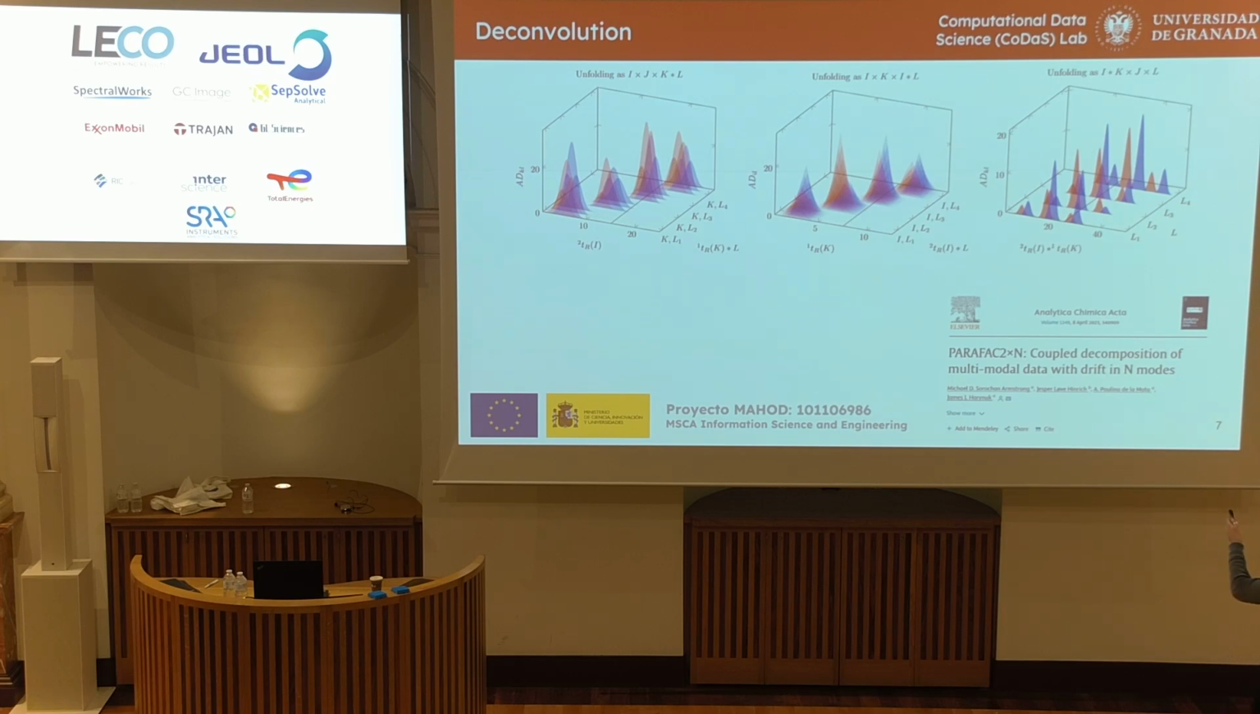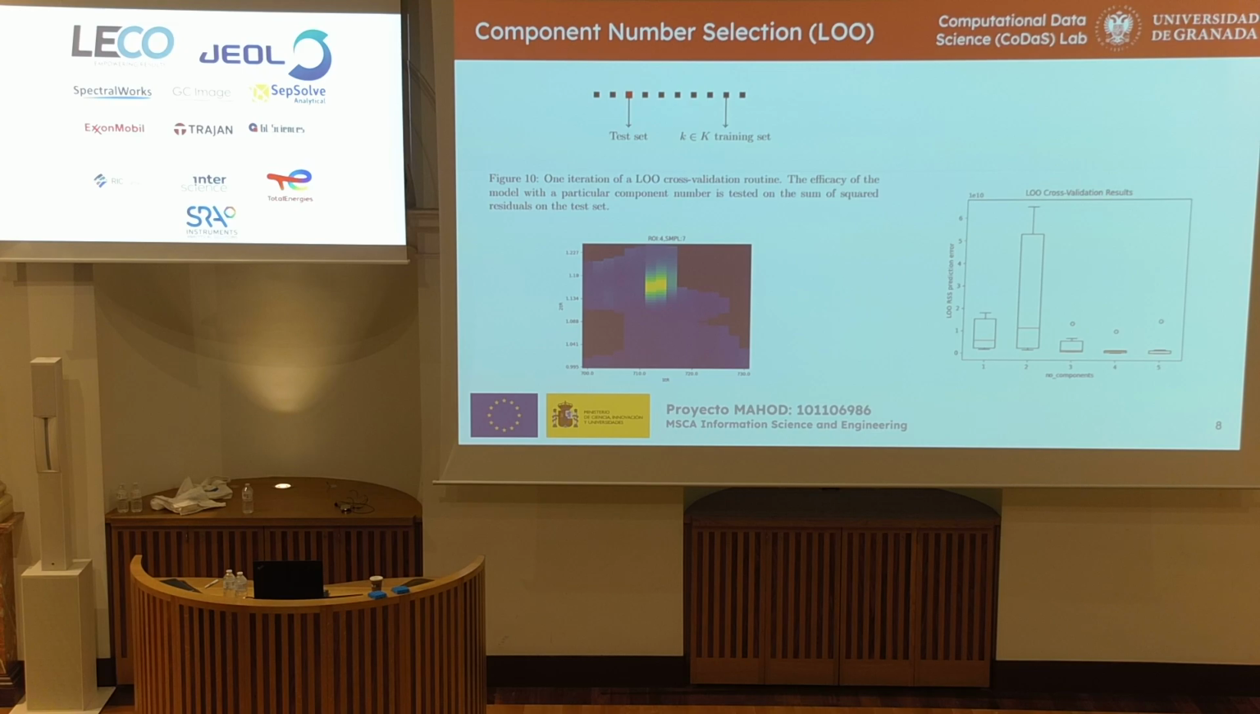But just for the purposes of convenience, I'm going against my better judgment and just doing unfolded PARAFAC2. So here we have the component number selection for the time domain analysis. We do a leave-one-out cross-validation routine. This is a region of interest. We train it on all of the samples except the one we're testing, and we iterate through all of the samples. And then we pick the component number with the lowest error on the test set, right?